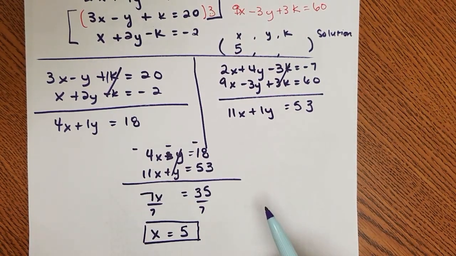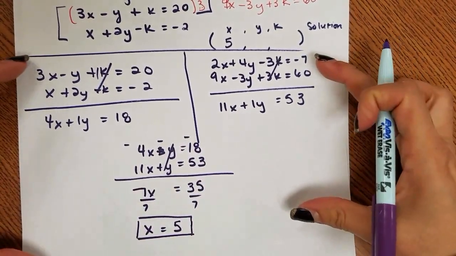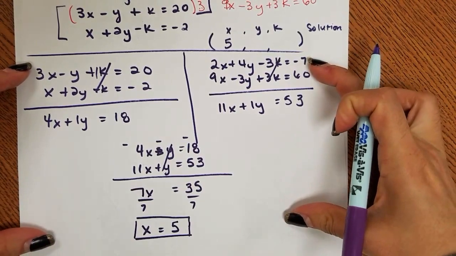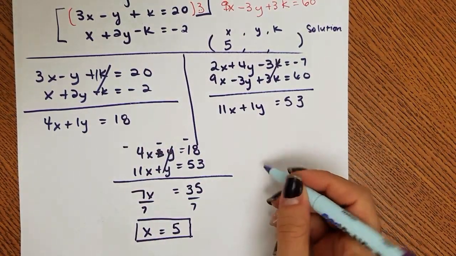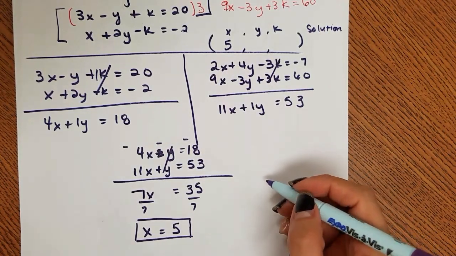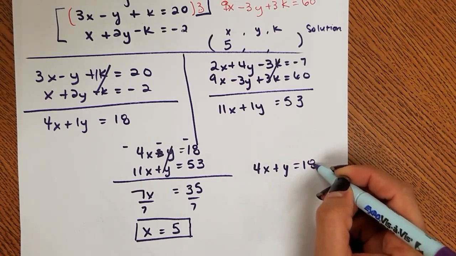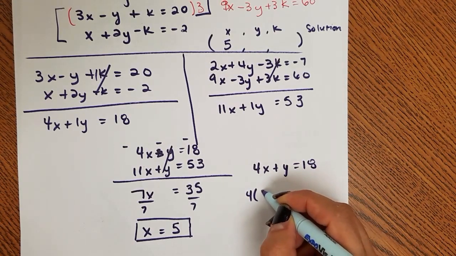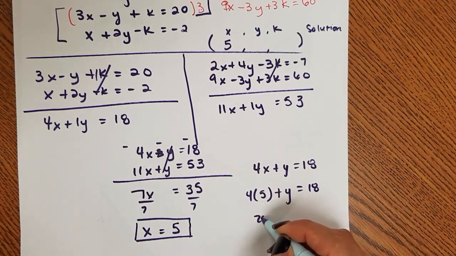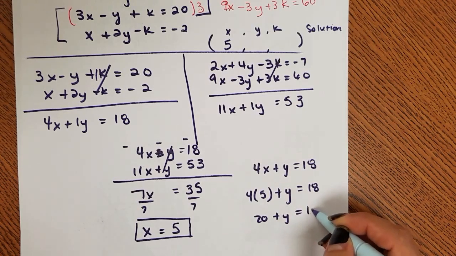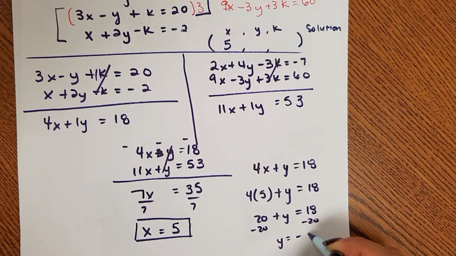All right. So now that I've done this, I'm going to plug this back into one of the original equations from this section here to solve for y. I'm going to just go ahead and plug it into this one because it's a little bit easier. So we have 4x plus y is equal to 18. 4 times 5 plus y is equal to 18. 20 plus y equals 18, minus 20 on each side. Y is equal to negative 2.